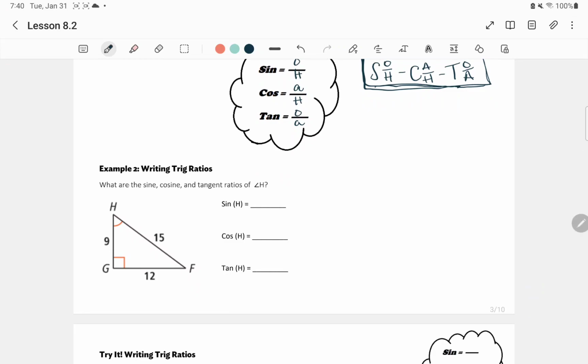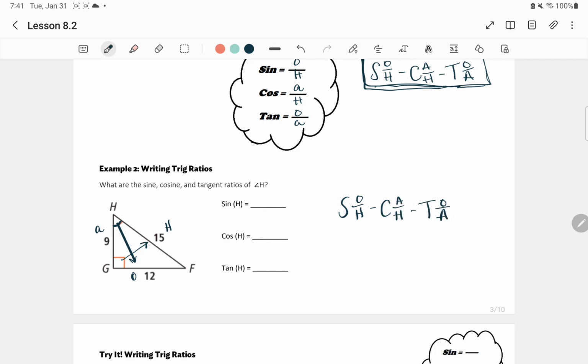So it says, what are the sine, cosine, and tangent ratios of angle H? So angle H is already indicated, but if it wasn't, you would indicate the angle. First step, label your O, A, and H. So across from the box is your H, across from the angle is your O, and the side next to the angle is the A. Second step, write out SOH CAH TOA.